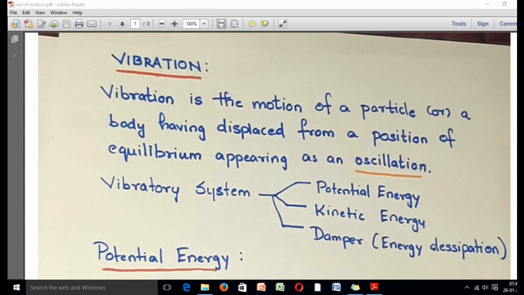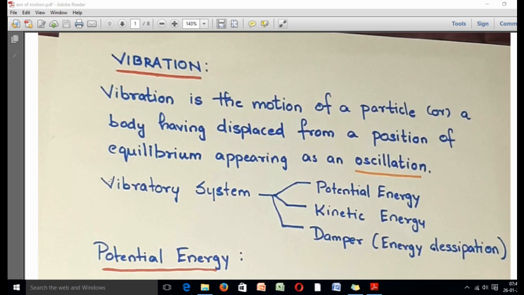Before we start with the equation of motion, I would like to tell you a few terms which you have to be familiar with. The first one here is vibration. Vibration is the motion of a particle or a body displaced from a position of equilibrium, appearing as an oscillation. What does that mean? When a body gets displaced, it tries to get back to its original position, which appears in the form of an oscillation, and that is known as vibration.